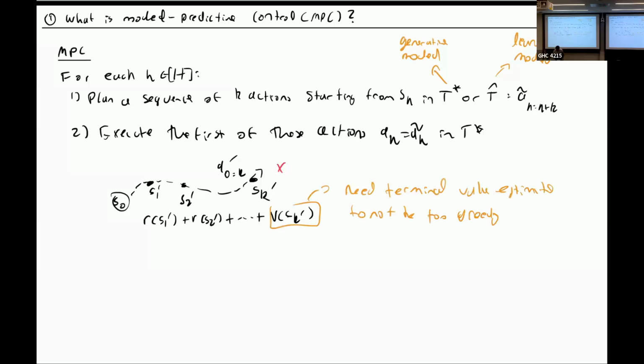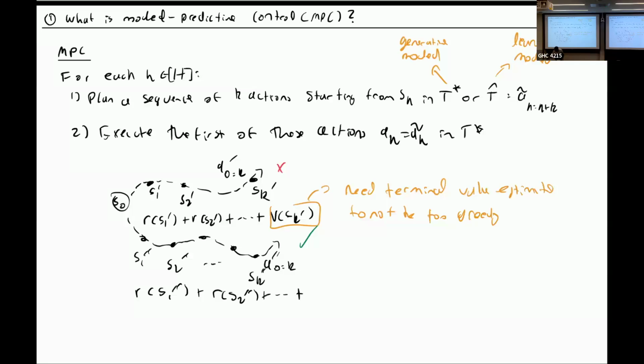Okay, so maybe that time it didn't work, but we can do the whole process again. We can just pick another sequence of actions, let's call it A double prime 0 through K. And we can again evaluate it in the simulator, see all the states we ended up in: S1 double prime, S2 double prime, eventually get to some SK double prime. And maybe this state is actually pretty good. Then we could evaluate this whole plan: the reward of S1 double prime plus the reward of S2 double prime, going all the way till we get to the value at SK double prime.